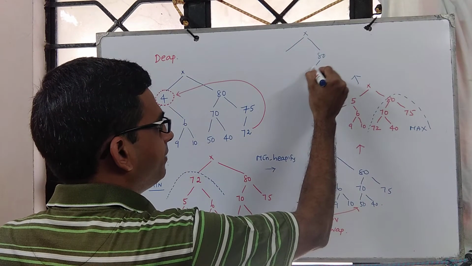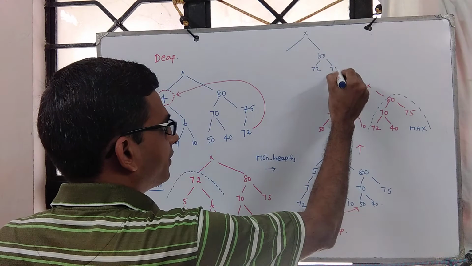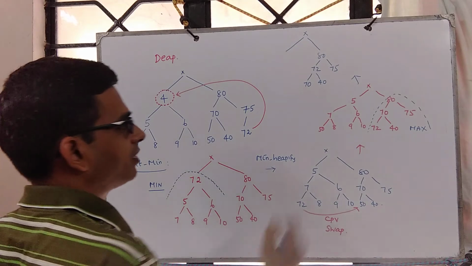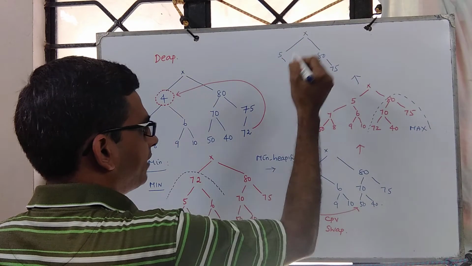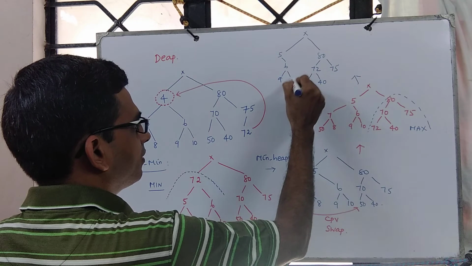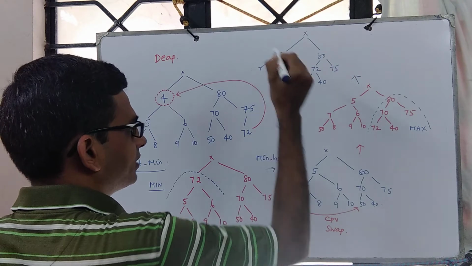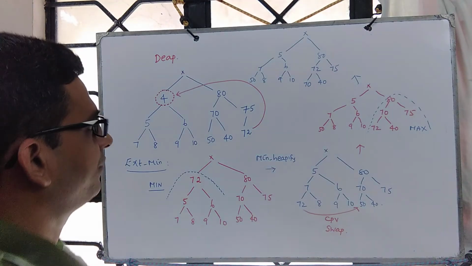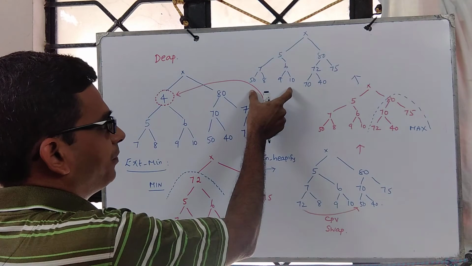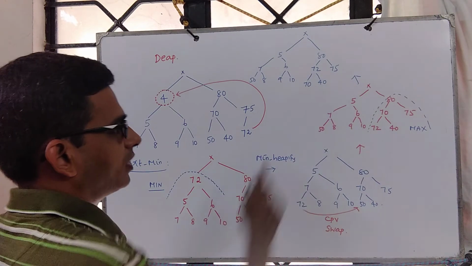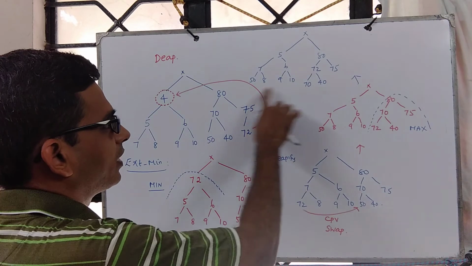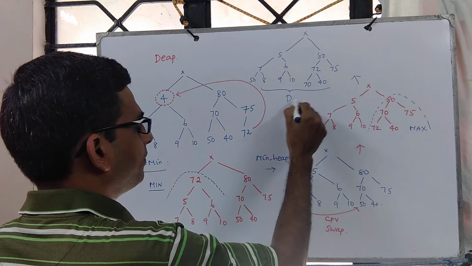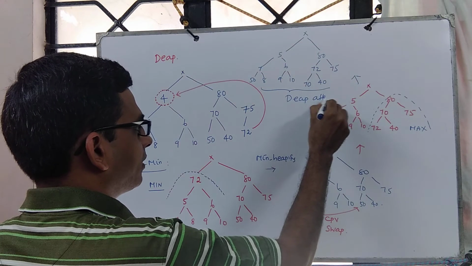So it becomes 80, 72, 75, 70 and 40 on this side. And to its left it is 5, 6, 9, 10. On this side it is 7, 50 and 8. So now we see that this one is a min heap, this one is a max heap. There is no further violation of the correspondence property, and this one is our final deap after extract minimum.